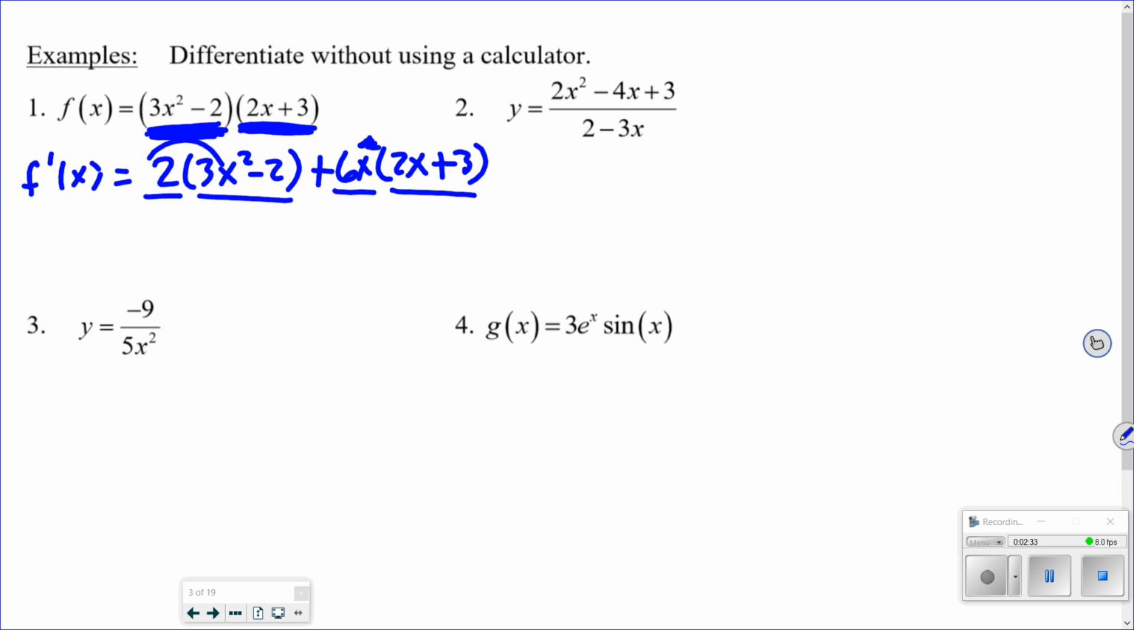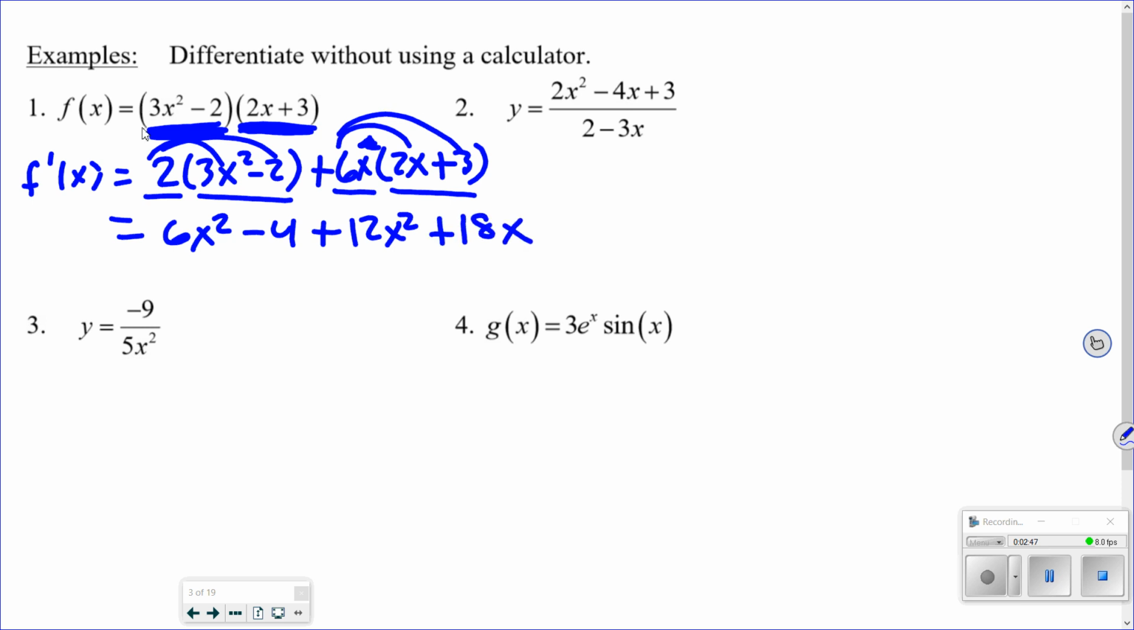So multiply that through. It comes out to be 6x squared minus 4 plus 12x squared plus 18x. Okay, let's do some simplifying here. So f prime of x is going to equal, I've got 6x squared plus 12x squared, that's 18x squared, plus 18x minus 4.